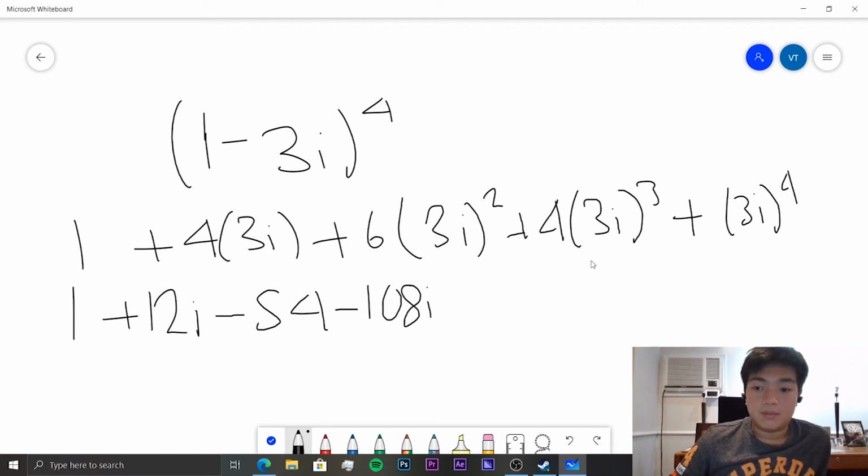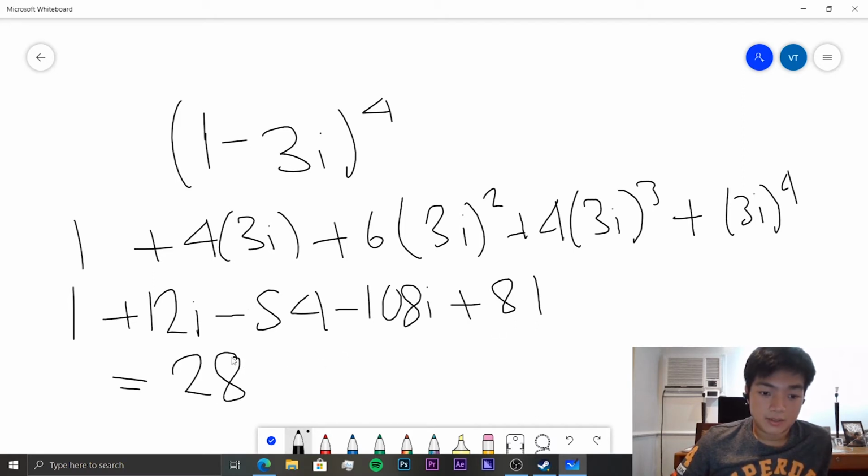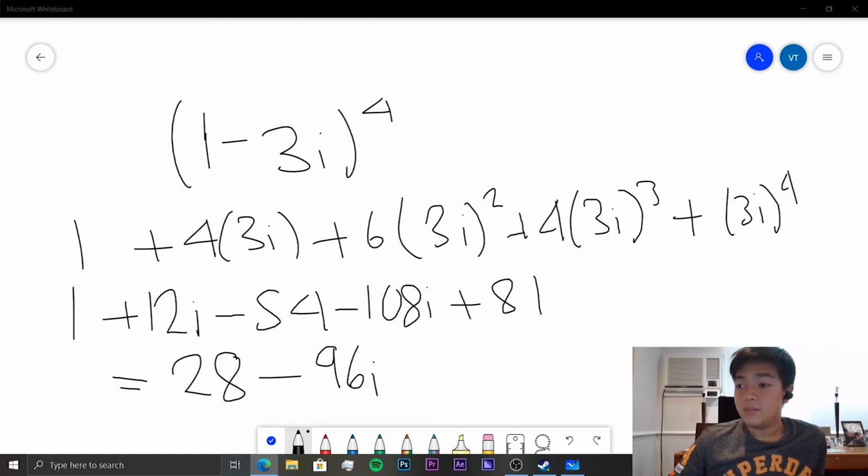And finally, we add 3i to the 4, i to the 4 of course being 1 again. So this is simply plus 81. So our final answer would be 82 minus 54 is 28, and 12 minus 108 is minus 96i. Yeah, and that should be correct.